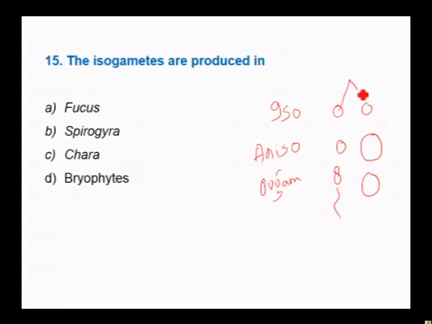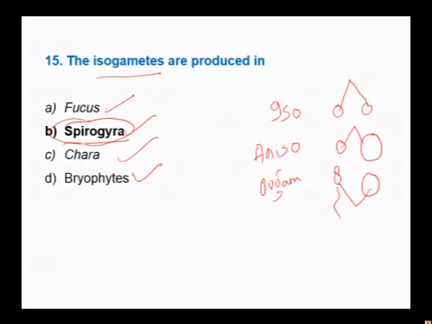The fusion of isogametes is called isogamy. The fusion of anisogametes is called anisogamy, and the fusion of oogametes is called oogamy, which can be seen in higher plants and animals. Say isogametes. In Fucus, it is oogamy. Spirogyra, it is isogamy. Chara, oogamy. Bryophytes, oogamy. Therefore, isogametes can be seen in Spirogyra. Therefore, the answer is Spirogyra.